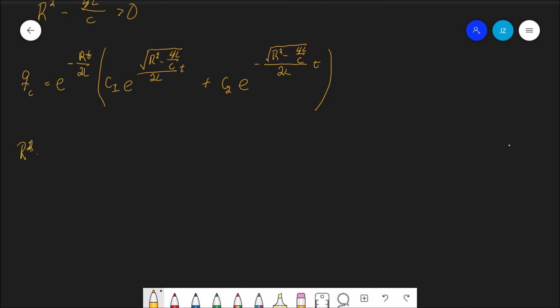If R squared minus 4L over C is equal to 0, the system is critically damped, and we have the transient solution e to the negative Rt over 2L times C1 plus C2 t.